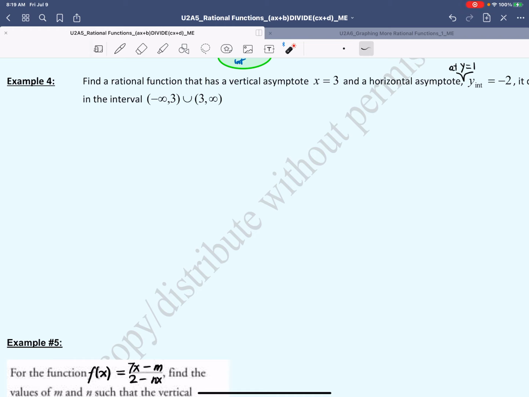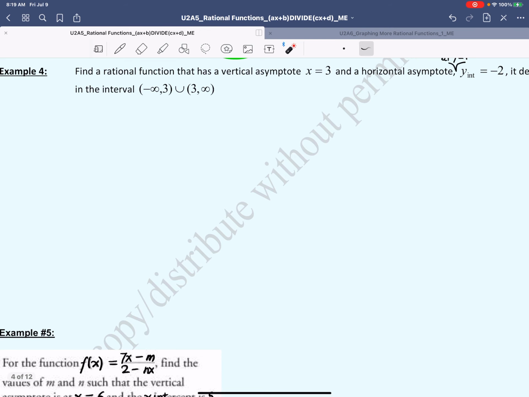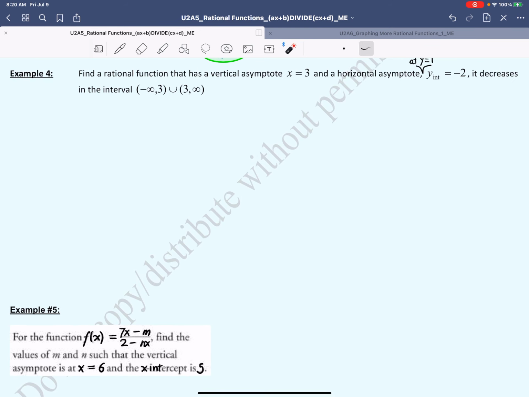Now, first, when I solve such problems, I read the problem without the intention of solving it right away. I just want to get a general idea what it is about. It says that we have to find a rational function with a vertical asymptote at 3, a horizontal asymptote at 1, y-intercept at -2, and it decreases in the interval from -infinity to 3 and 3 to infinity. So it's an overall decreasing function.